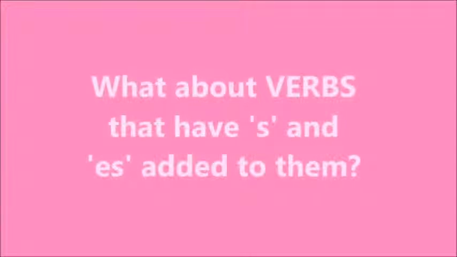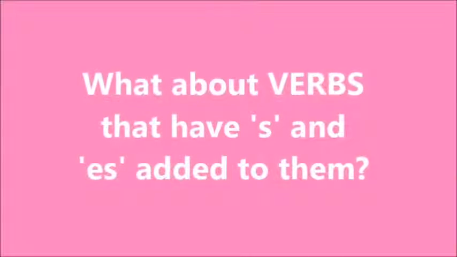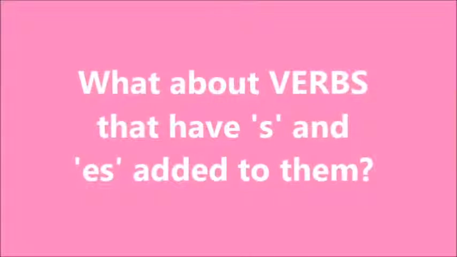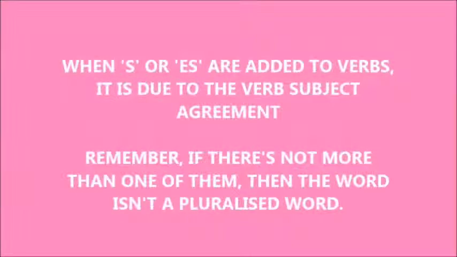What about verbs that have s and es added to them? Well, this happens to make a verb grammatically correct, like it rains, it snows. When s or es are added to verbs, it is due to the verb subject agreement in general. Remember, if there's not more than one of them, people, then the word isn't a pluralized word.